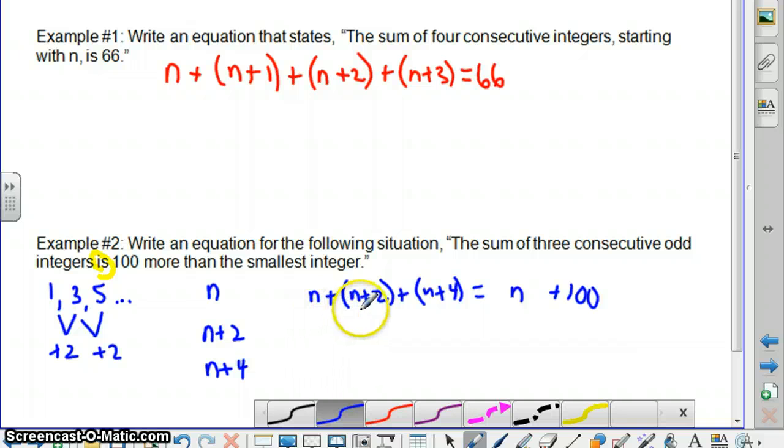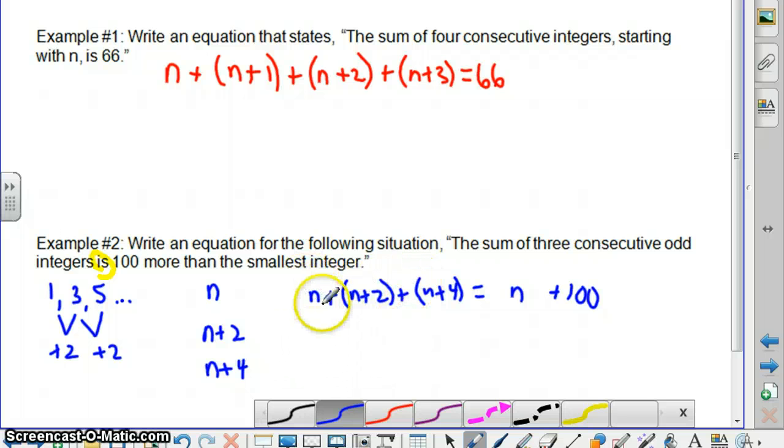Now, I know you might think that, well, this doesn't seem like this is right because this has a plus 2 and a plus 4. But think about it. Let's say our smallest integer was 49. Well, then 49 plus 2 would be 51, and 49 plus 4 would be 53. So we would have 3 consecutive odd integers. It just depends on what the first value is.